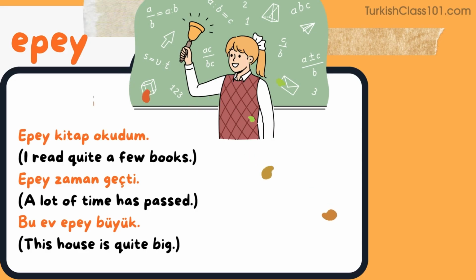Or epey zaman geçti. A lot of time has passed. Epey zaman geçti. Bu ev epey büyük. This house is quite big. Bu ev epey büyük. It's a slightly more formal or literary word, but still common in spoken Turkish. Okay, one more.